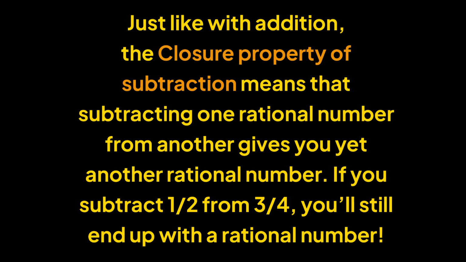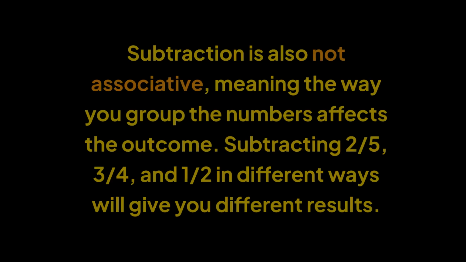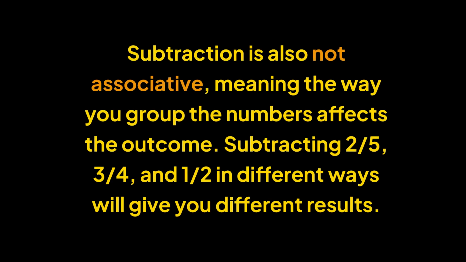Just like with addition, the closure property of subtraction means that subtracting one rational number from another gives you yet another rational number. If you subtract 1/2 from 3/4, you'll still end up with a rational number. However, unlike addition, subtraction is non-commutative, which means that changing the order of the numbers gives different results. For example, 4/5 minus 1/3 is not the same as 1/3 minus 4/5. Subtraction is also not associative, meaning the way you group the numbers affects the outcome. Subtracting 2/5, 3/4, and 1/2 in different ways will give you different results.